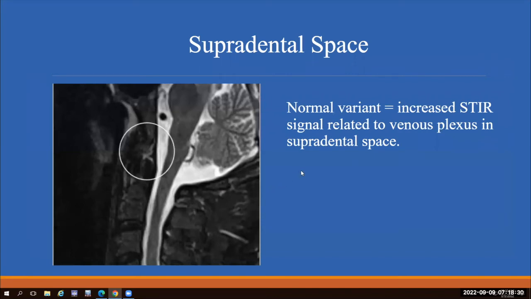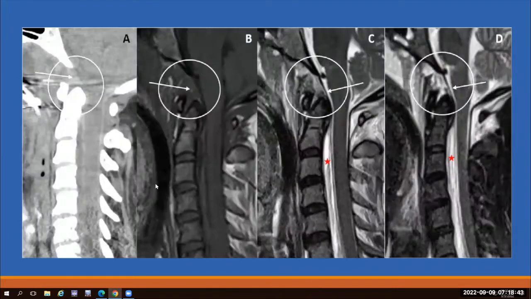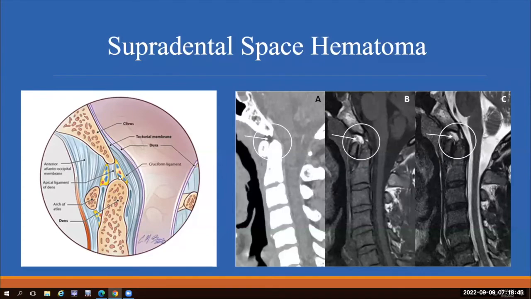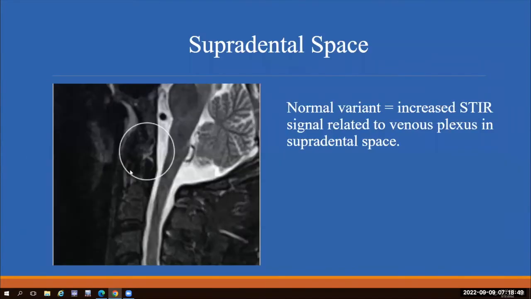Just as one caveat to that, the supradental space. Normally on a STIR, this is a sagittal STIR, and it's a STIR because the fat is suppressed, you can have bright signal in here. Why? Well, there are veins in the supradental space. There's a small venous plexus, and the veins are going to be bright on a STIR, just like they are back here. This is normal. So the key is to not mistake this for an apical ligament tear. It's just a normal supradental space.